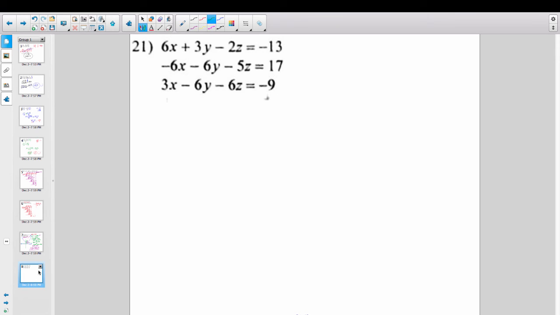All right, this last one's a bear. 21, 3 variables, 3 equations, system of equations. What are we going to do? So we start out by numbering them. And let's eliminate a letter.